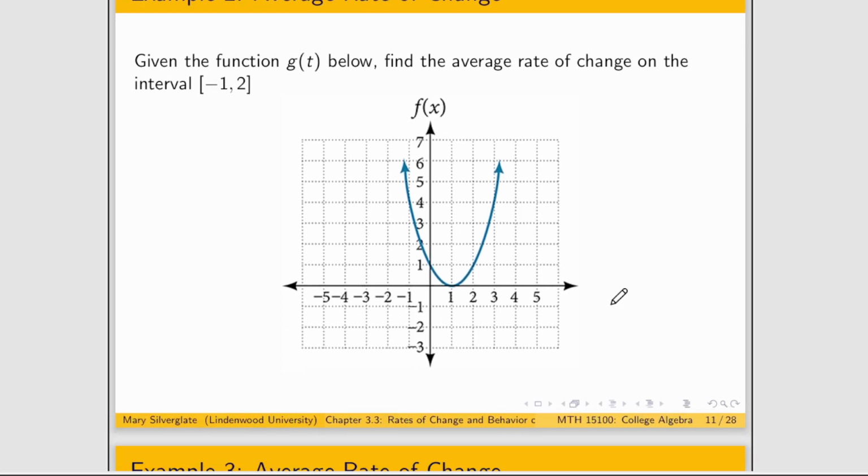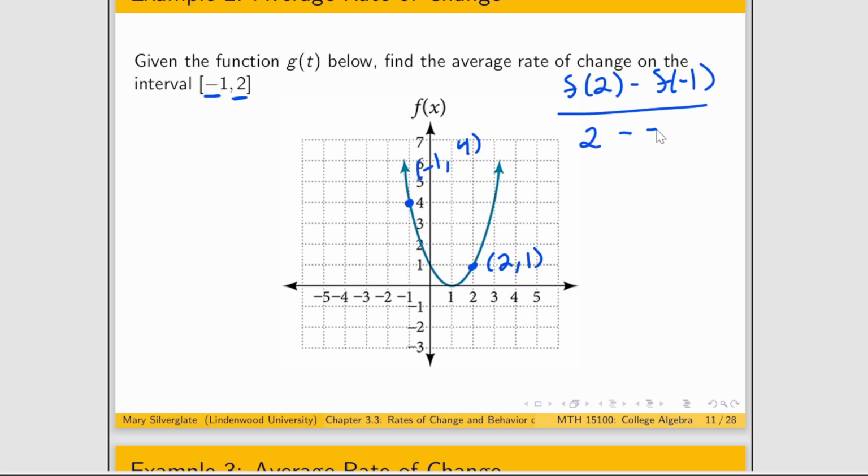Instead of giving you a table, you also could be looking at a graph instead. So we want to find the average rate of change in the interval from -1 to 2. So we want to look at -1, it appears the point is (-1, 4). And at 2, it appears the point is (2, 1). So we're looking at f(2) minus f(-1) divided by 2 minus -1.